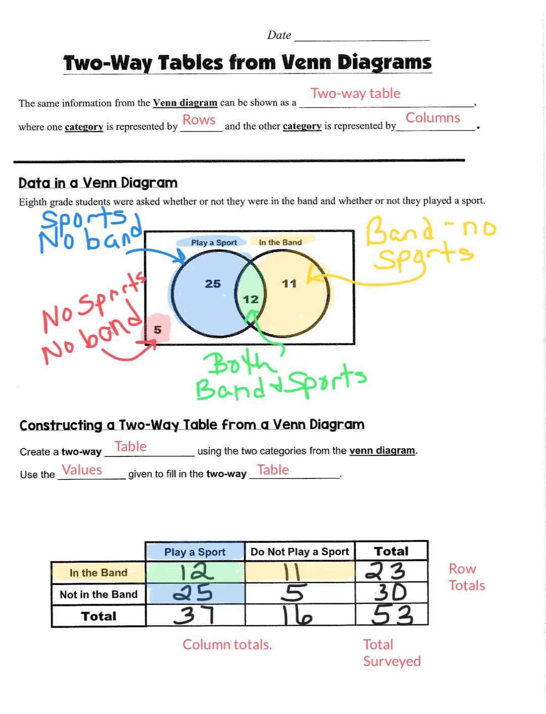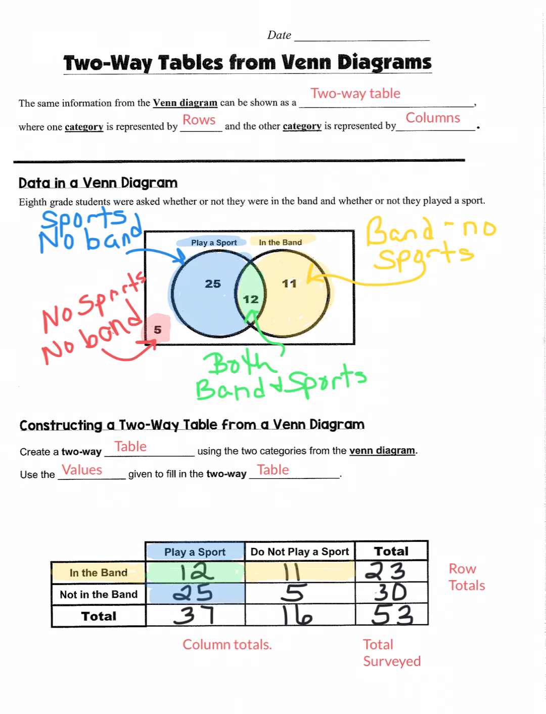Let's look at two-way tables. Two-way tables can be drawn from Venn diagrams. The same information from the Venn diagram can be shown as a two-way table. If you remember, the Venn diagram is where we have these circles that connect, they overlap. One category is represented by rows and the other category is represented by columns.